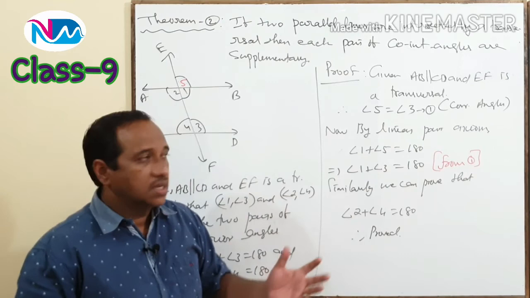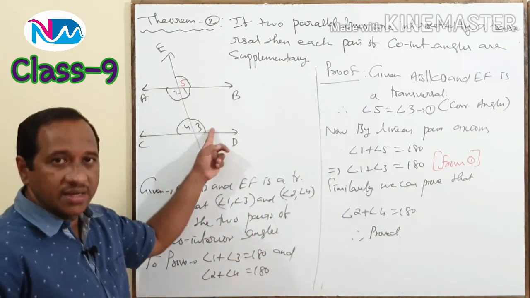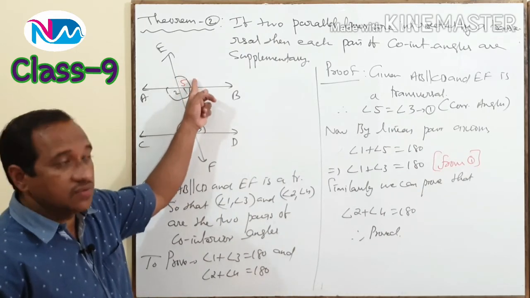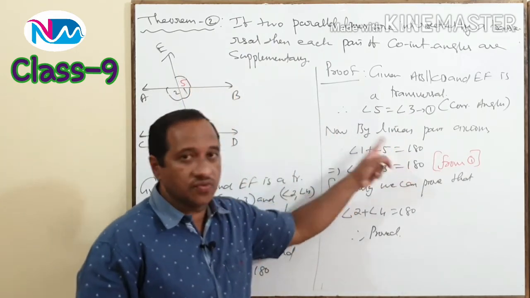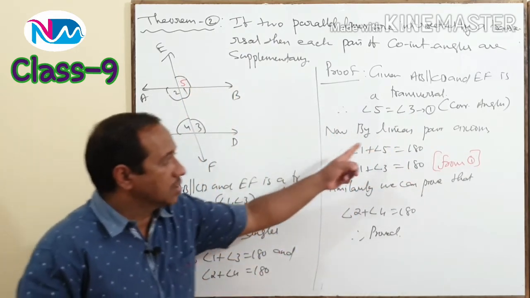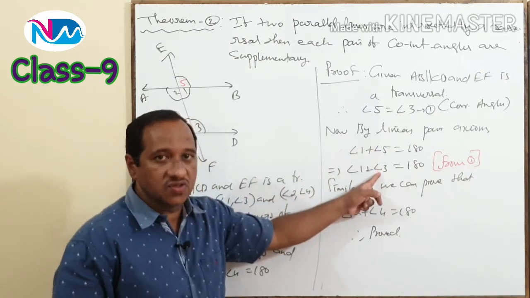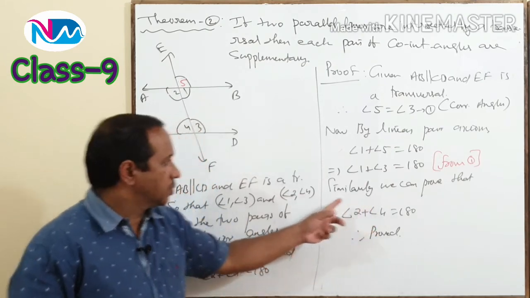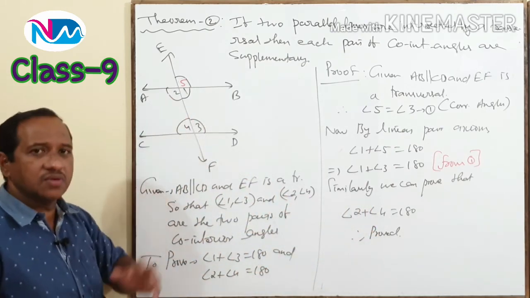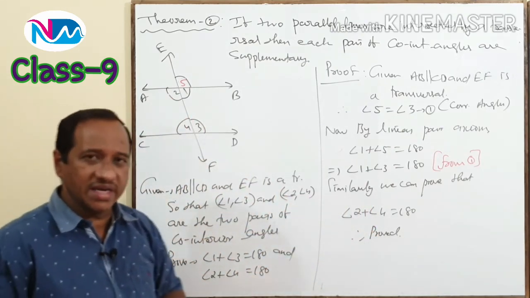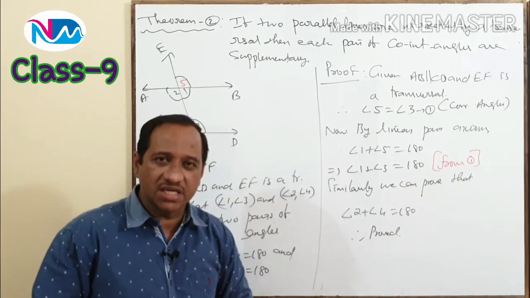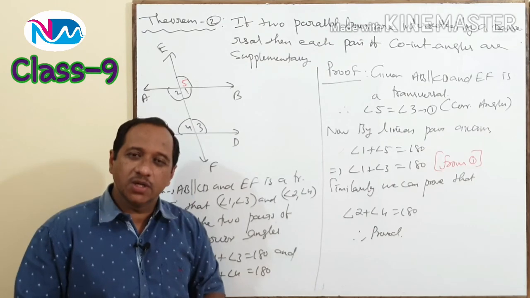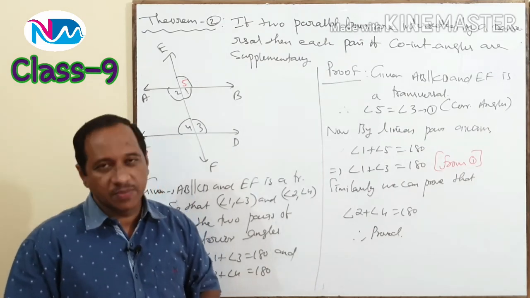Very simple. Angle 5 is equal to angle 3, equation number 1. Angle 1 plus angle 5 is equal to 180 because they form a linear pair. So angle 5 is replaced with angle 3 using equation number 1. Similarly, we can prove that angle 2 plus angle 4 is also equal to 180. Hence, we proved that if parallel lines are intersected by a transversal, then each pair of co-interior angles are supplementary.